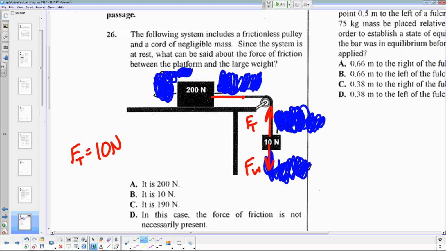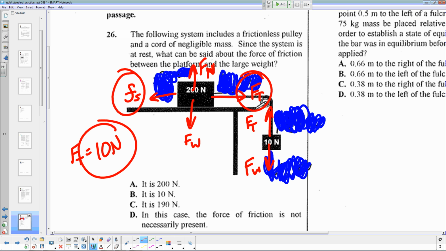And then up here, I have the tension, I have the weight, I have the normal force. Those aren't relevant because it's not moving in the y direction. And then I have the static frictional force over here. And I know that if it's not moving, the static frictional force has to equal the tension. So it's 10 newtons, which is the same as the weight of the little clock.